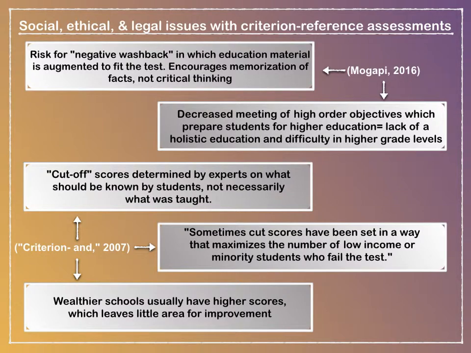And sometimes cut scores have been set in a way that maximizes the number of low-income or minority students who fail the test. Whether or not this is intentional, it definitely is an ethical issue involving these criterion-referenced tests, because it seems that minority students and those of low income are set up to fail. And then in addition, wealthier schools usually have higher scores, which leaves little area for them to improve if they keep taking the test and consistently receive high scores. Then what's the point of retesting them whenever they're obviously showing that they can do it and they're just regurgitating information that they keep learning?